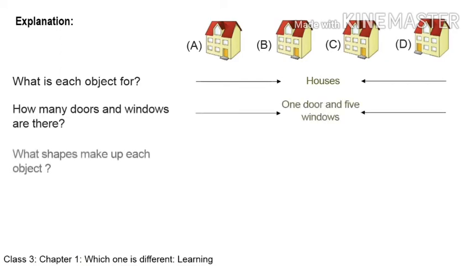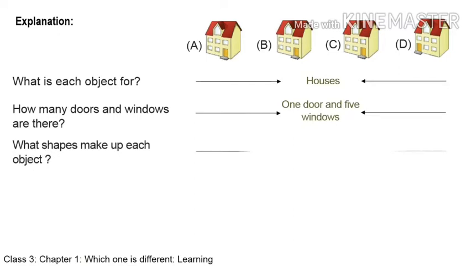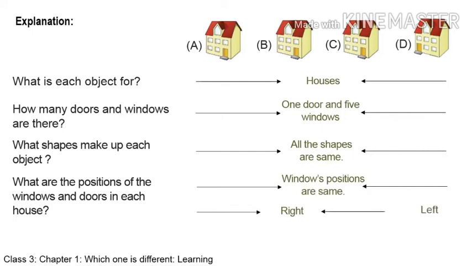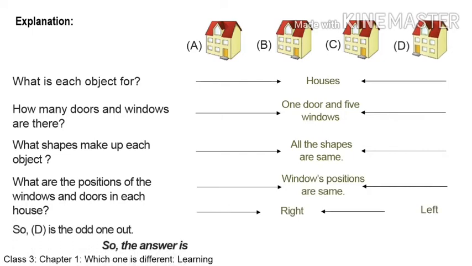What do you think about their shape? All shapes are the same. Now let us observe the positions of the windows and doors in each house. You will observe that option A, B and C have their door on the right side, while option D has the door on the left side. Hence, the odd one out is option D.